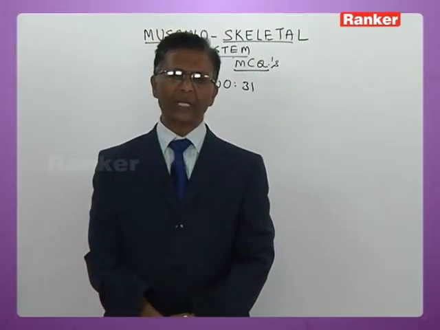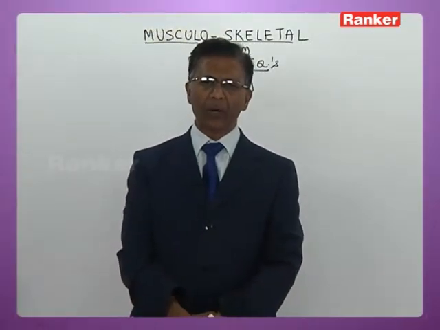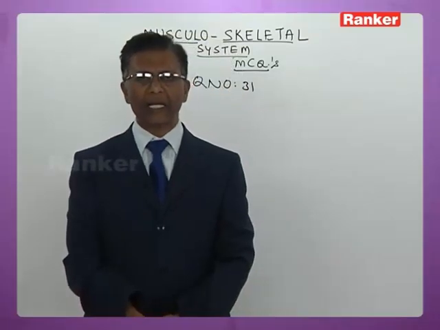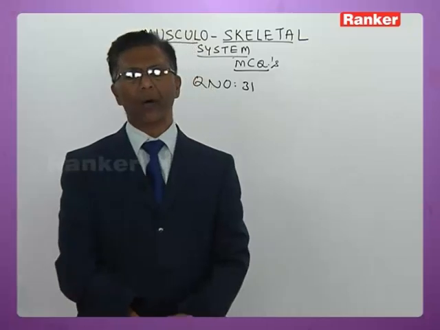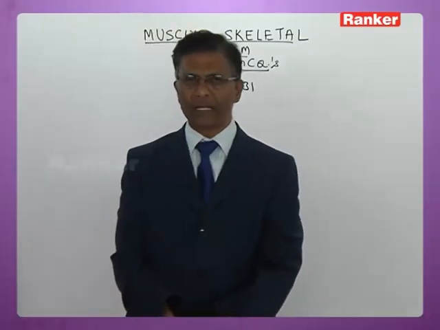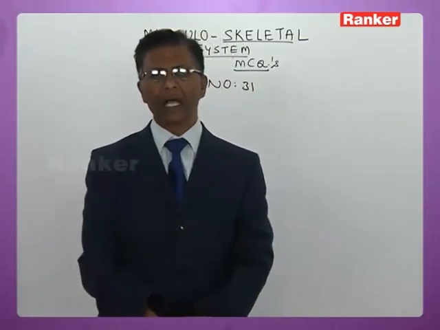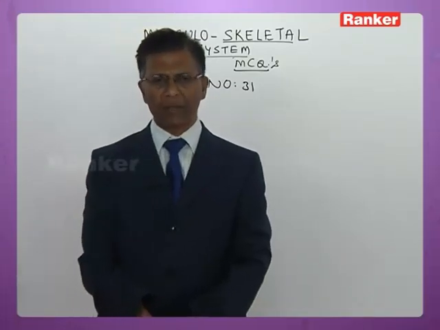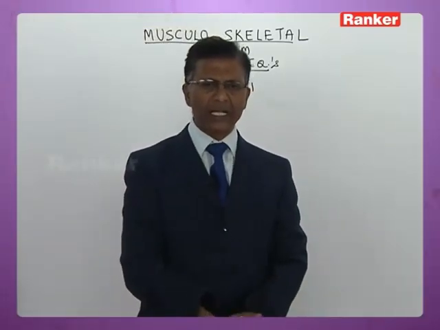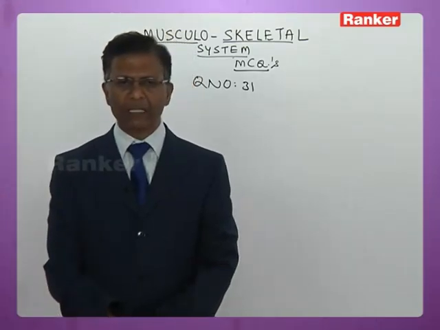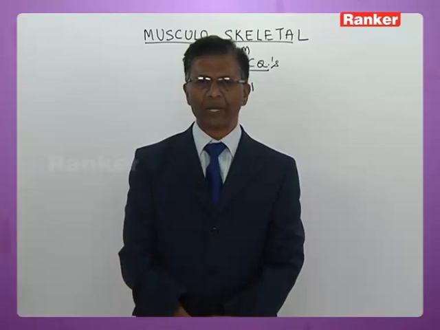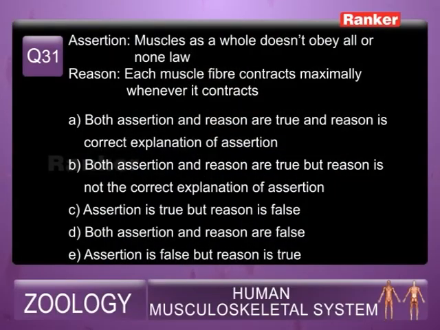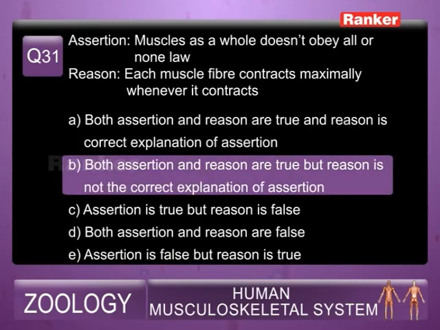Looking at the assertion, students, muscle as a whole does not obey all or none law. It's correct. The entire muscle does not obey all or none law. In the muscle, only a bundle of muscle fibers, that is fasciculus, obeys all or none law, but not the entire muscle body. So the assertion is correct. Reason: each muscle fiber contracts maximally whenever it contracts. That is also correct, but it is not the correct explanation. So answer B is the correct answer.